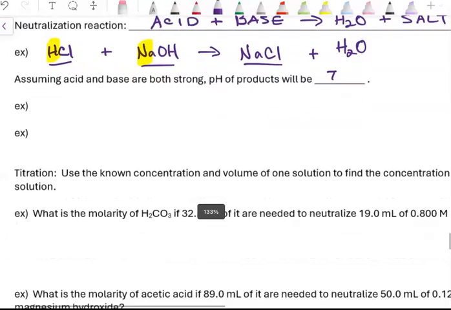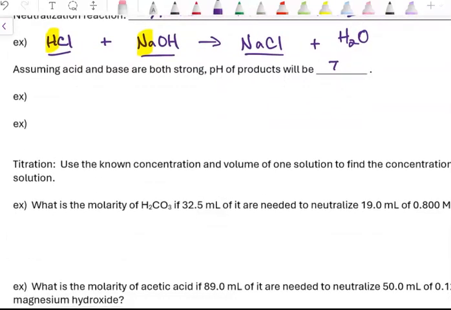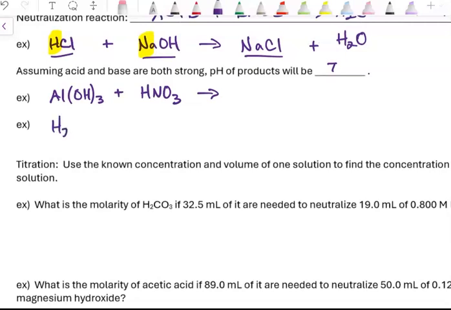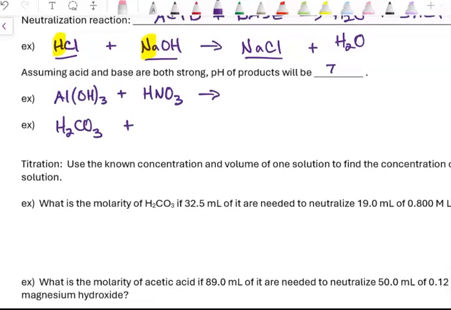All right, let me give you a couple more examples, and you can pause and just attempt these. Okay, so aluminum hydroxide and nitric acid, and then let's also try H2CO3 plus, we already did NaOH, let's do KOH. Pause and give those a shot.